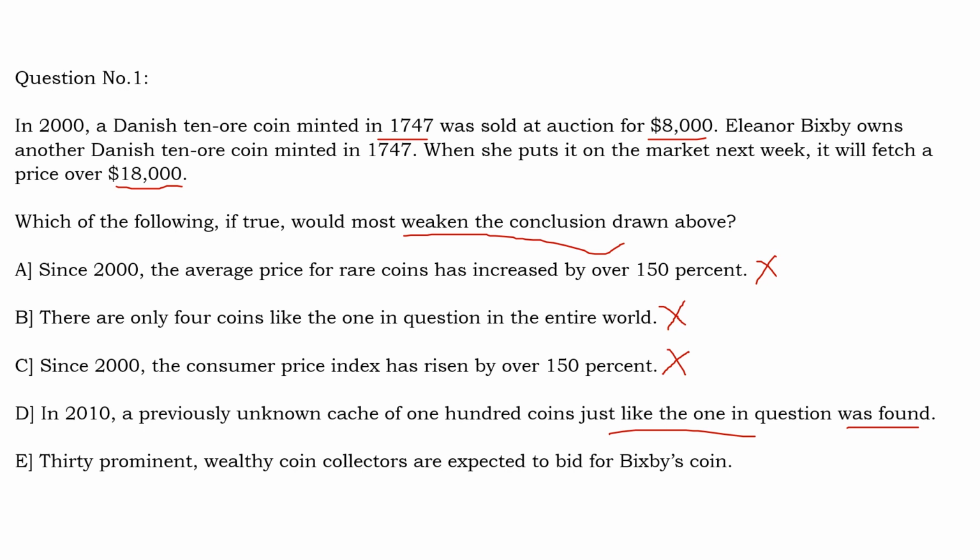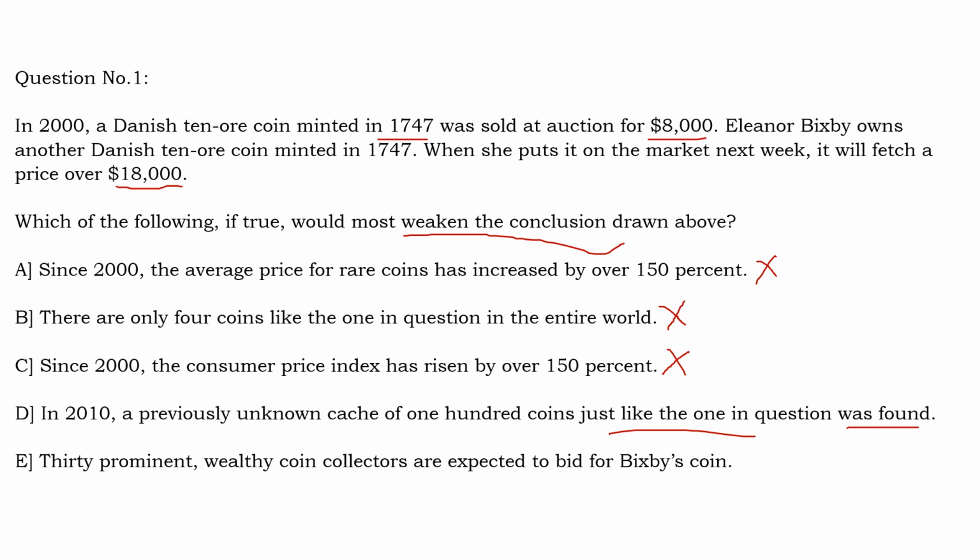So when 100 coins like the one she has are found in 2010, what is going to happen? The antique value of this coin that Bixby has must have gone down. Since the antique value has gone down, the coin has become not very rare. The price of the coin is because it is very much rare. So if there are 100 such coins now available in the world, definitely the coin that she has may not fetch the same price that she fetched in the year 2000, because 10 years later many hundred coins like that have been found. So this antique value might have gone down.